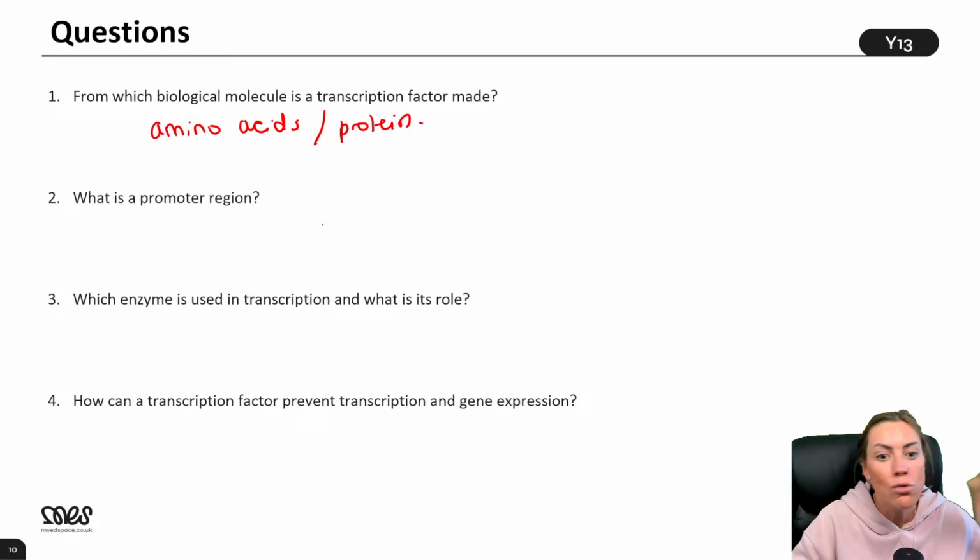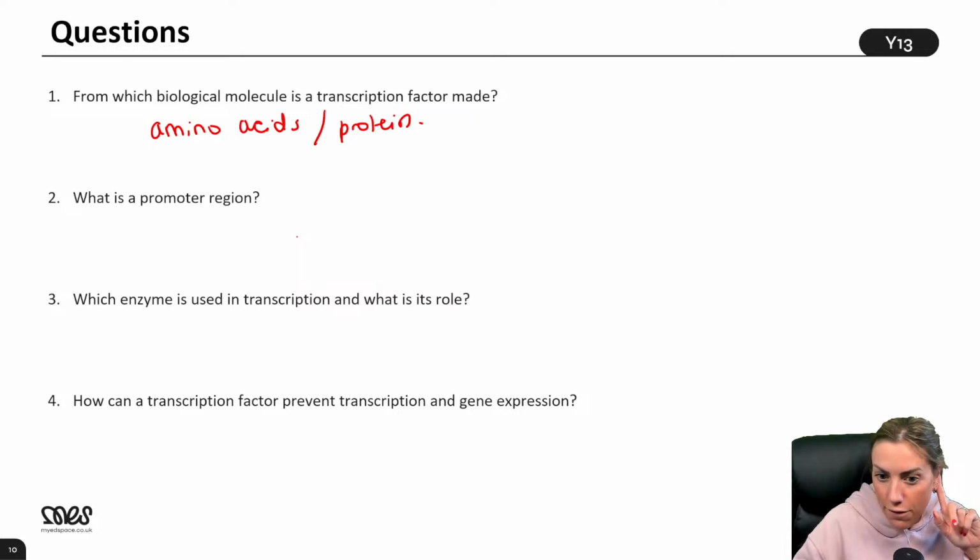Perfect. Two good options. What is a promoter region? No one's really given me anything yet. Oh, Jasmine says it allows RNA polymerase to begin transcription. Yeah, there are some transcription factors that actually inhibit transcription as well. We don't really learn about them at A level. Daisy's saying a specific DNA base sequence at the start of. Can you say anything better than the start of strand?